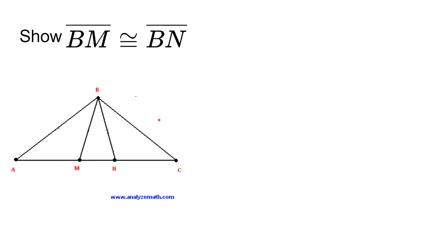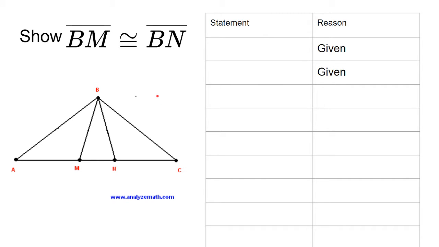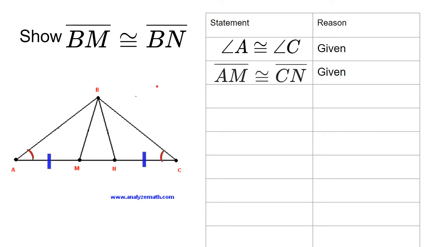So we have this big triangle. Show that line segment BM, so that's this one right here, is congruent to BN. Okay, so let's set up our proof table. So we're given two things again. This is generally how this will start every time. You'll be given two things, or maybe three things, depends on the problem, I guess. So the first thing we're given is angle A is congruent to angle C. Don't make fun of these angle symbols too much. I made these in PowerPoint. Okay, what's the other thing we're given? I guess we're given that line segment AM is congruent to CN.